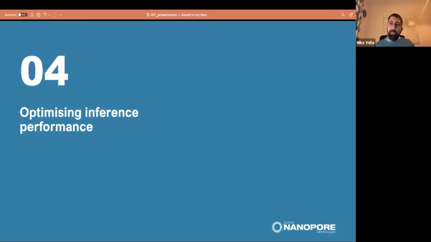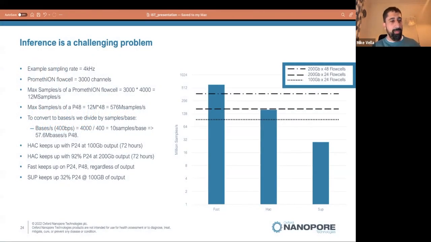The last thing I'd like to talk about is optimization of inference performance. At Oxford Nanopore, we're not an academic institution. We can do all this cool basecaller research, we can improve the accuracy of our technique, we can come up with fancy models that give really nice results. But fundamentally, what we want to do is take all this work and deploy it to the field. We want our models running in real time on a customer sequencing device. And inference is a very challenging problem.